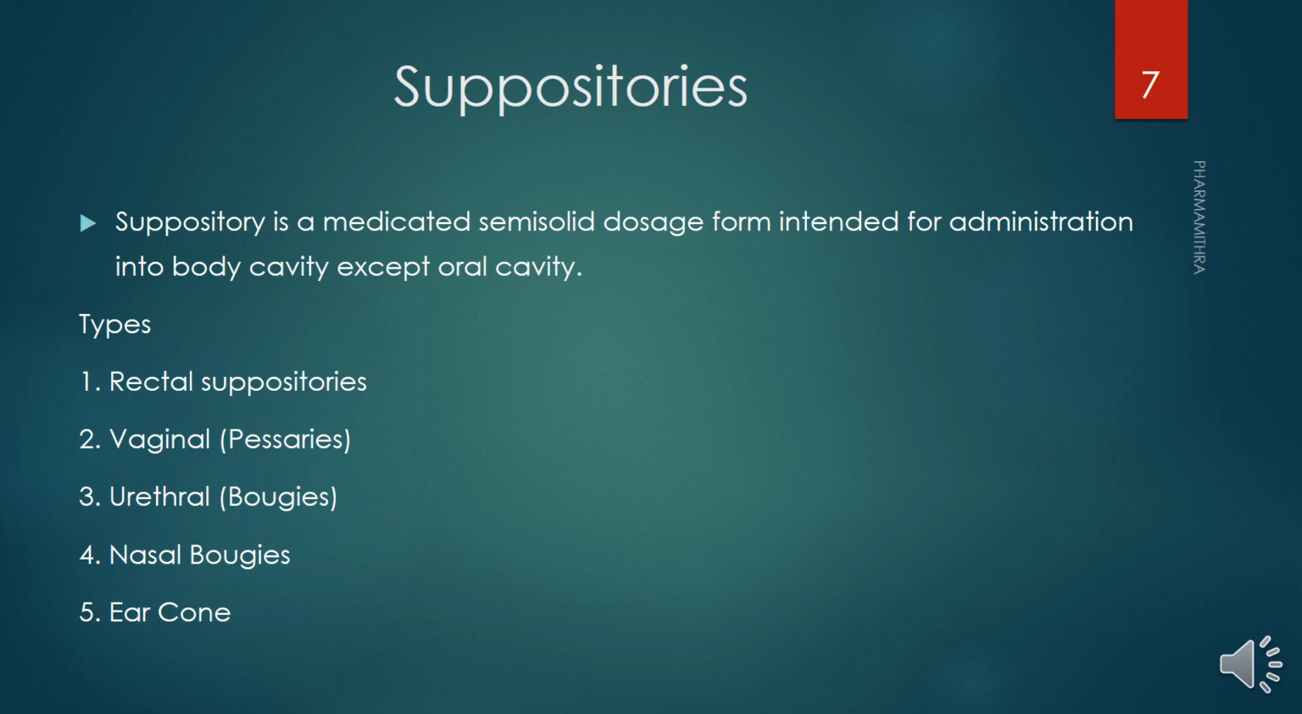Next we are moving to the next topic, that is suppositories. What are suppositories? Suppository is a medicated semi-solid dosage form intended for administration in a body cavity other than the oral cavity. These are the different types of suppository like rectal suppositories, vaginal suppositories, nasal bougies and ear cones. The vaginal suppositories are otherwise known as pessaries, and there are two bougies coming under suppository classification, that is, bougies are available as urethral bougies and nasal bougies.